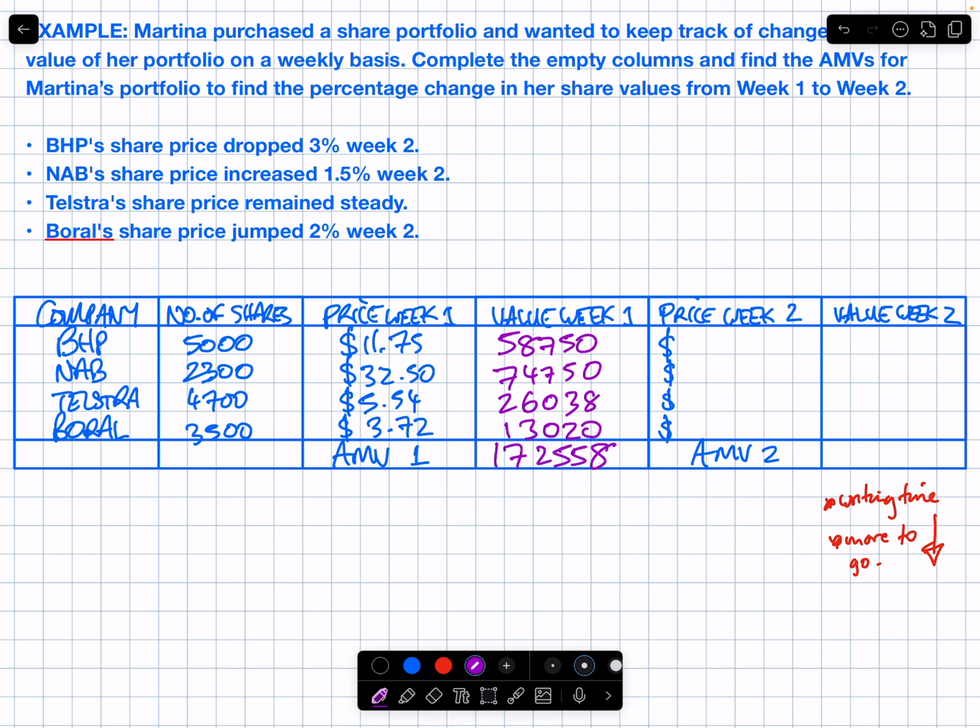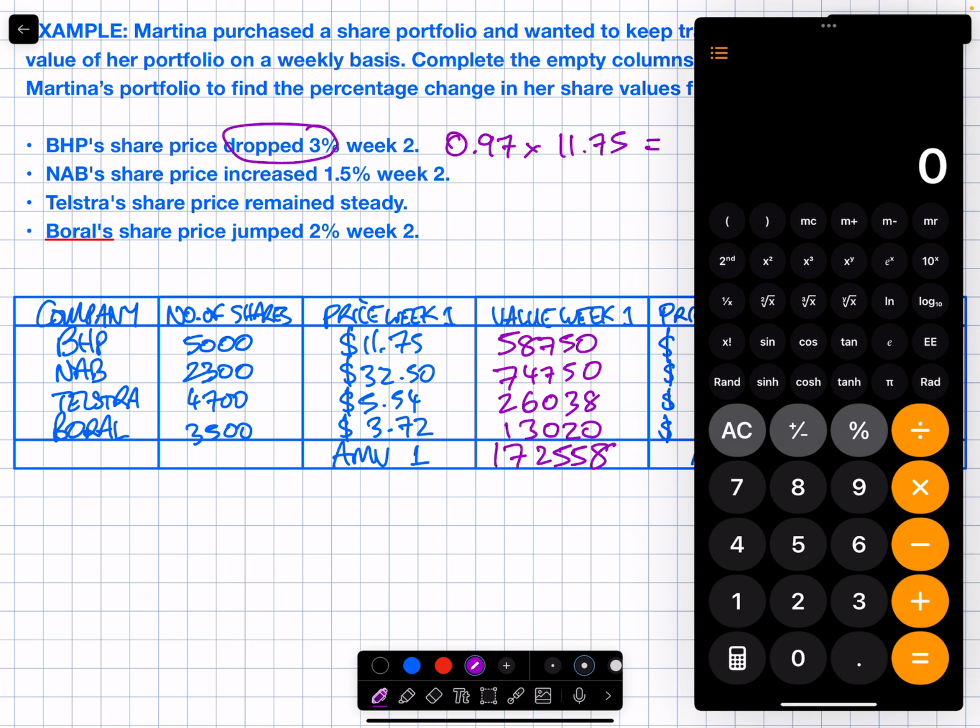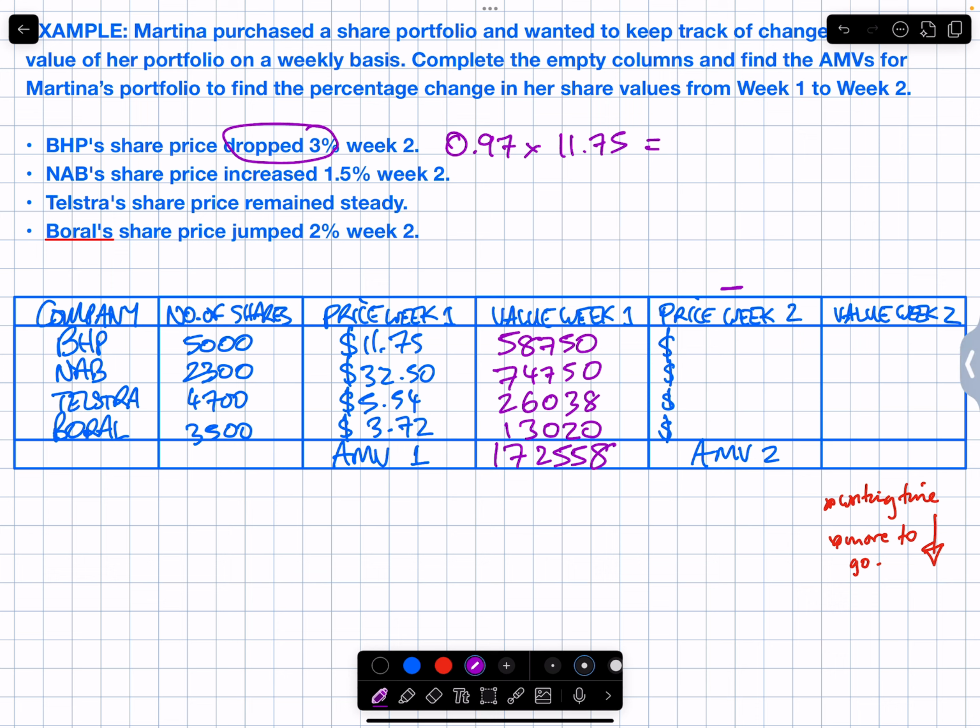Week 2, we can't do yet because we don't know these prices. We have information to find that. So if something is dropped by 3%, it is 97% of what it used to be. So if I want to find the 3% drop price, I go 0.97 times the week 1 price, which was $11.75, which is 0.97 times 11.75, $11.40 to 2 decimal points.